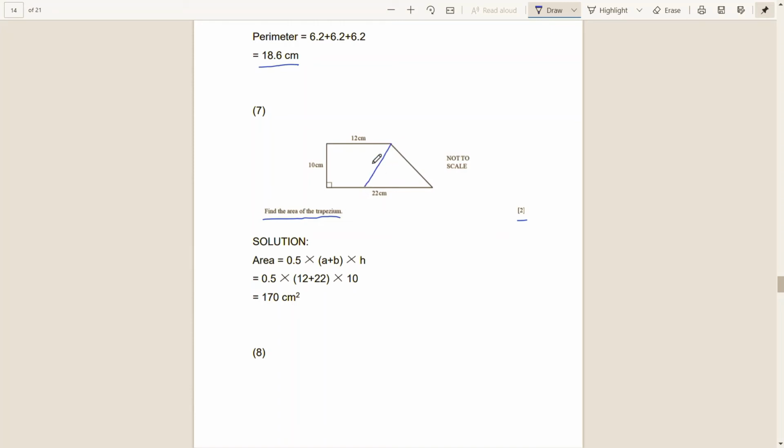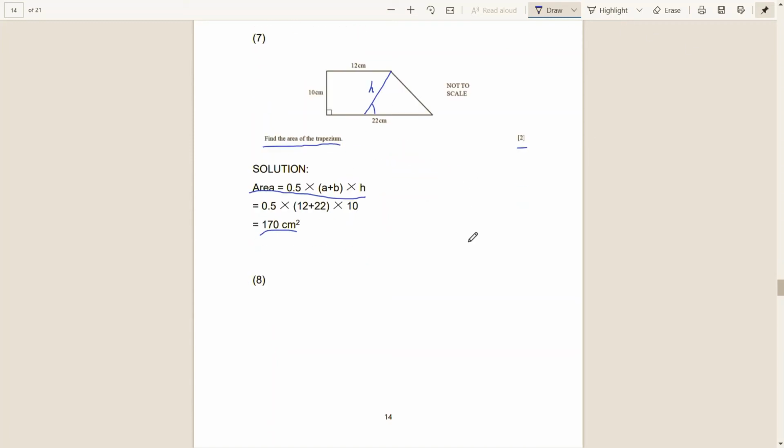For example, if this height is given to be 11 centimeter, we cannot take this side because it isn't forming a 90-degree angle with the base. So this is h, perpendicular height, multiplied by the sum of two parallel sides, 12 plus 22, which is 34, multiplied by 10, multiplied by 1 over 2. We get 170 centimeters square to be the area of the trapezium. It's simple, right?